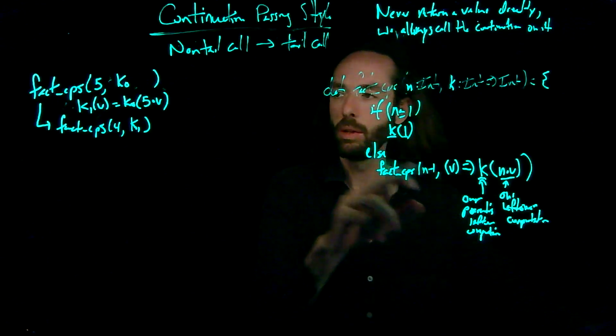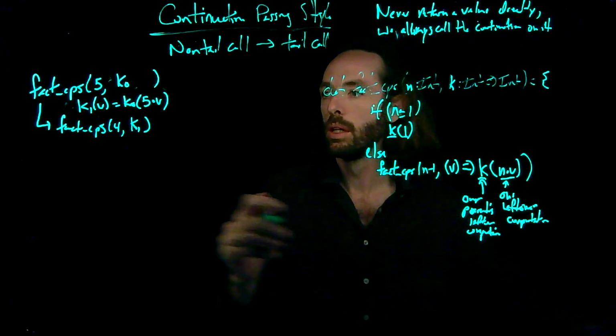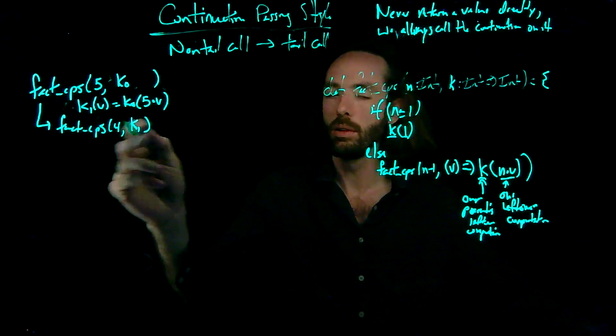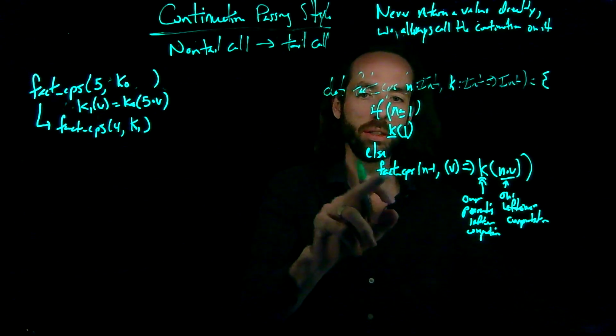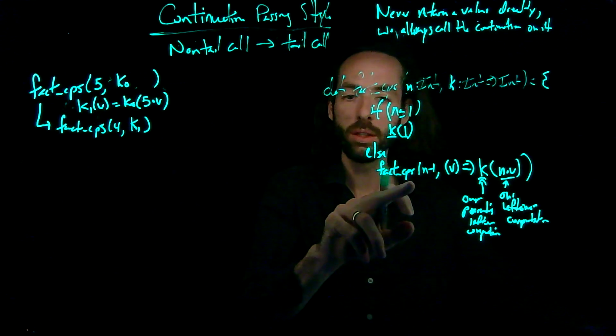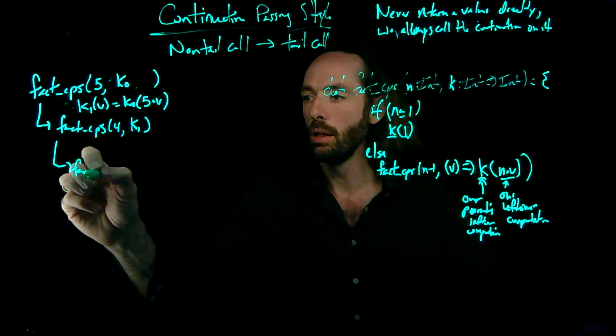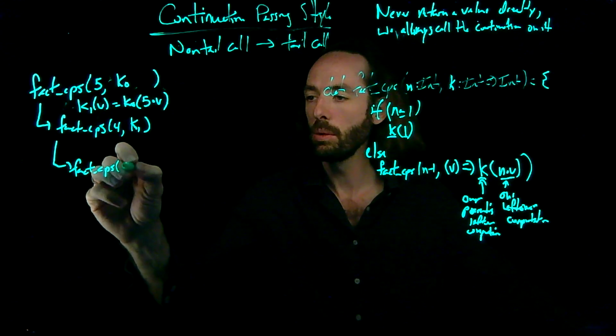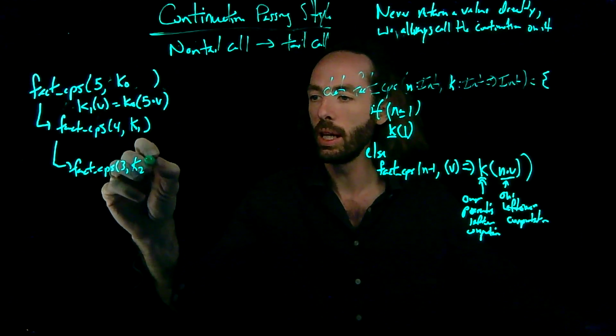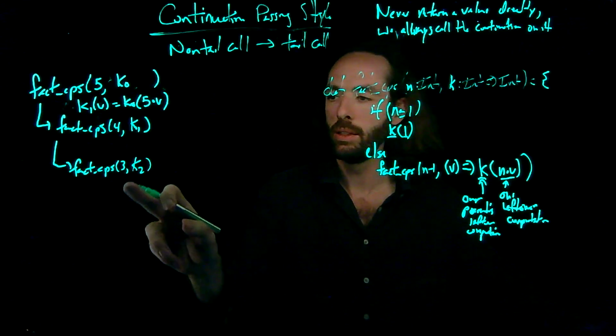Right, we're just following this definition. Okay, now CPS 4, what's it on K1, what's it going to do? Well, 4 is bigger than 1, so we're going to end up calling fact CPS on 3 with a new continuation K2. Right, and what's that continuation going to be?